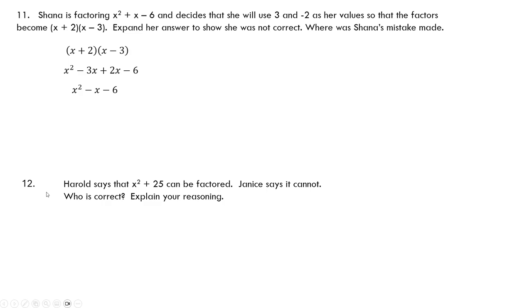Harold says that x squared plus 25 can be factored. Janice says it cannot. Who is correct? Explain your reasoning. Well, I imagine that Harold probably thinks that this was going to be a difference of squares. x squared is a perfect square. 25 is a perfect square, but it's not separated by a negative sign. So, sorry, Harold, you're wrong.